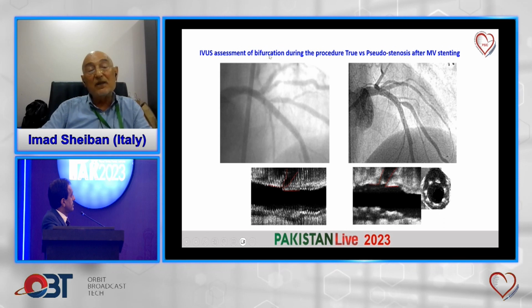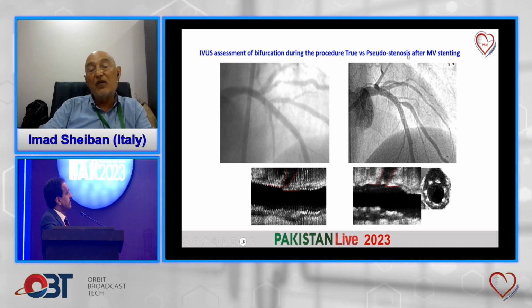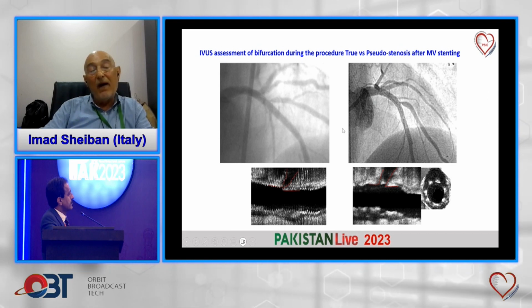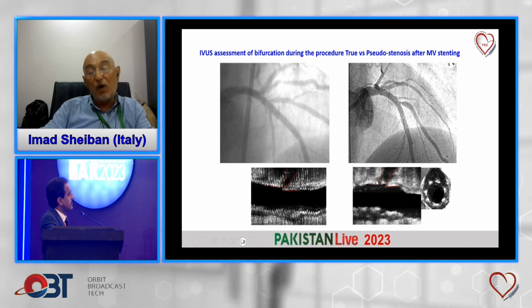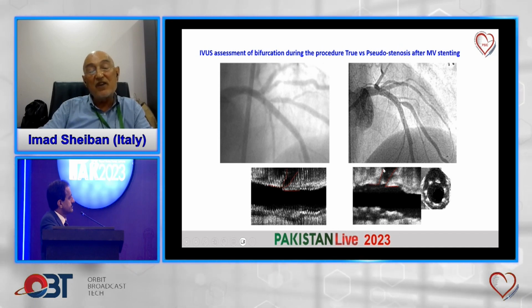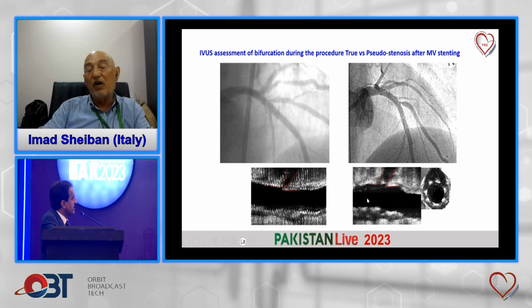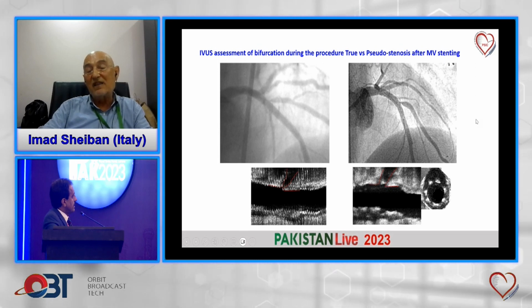And of course, the assessment during the procedure, that means true versus pseudo stenosis. Again, FFR can help you, but also IVUS can help you in showing whether you have plaque shifting or just one strut in front of the side branch, as in this case.